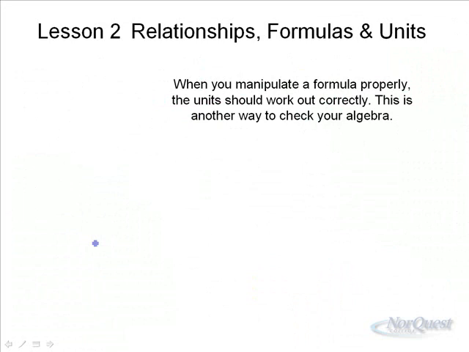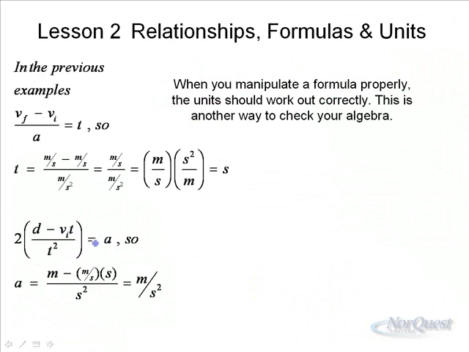And the last step is, of course, once you've manipulated a formula, it's a good idea to check whether or not you get the right units. So in the first example that we did, (v_f minus v_i) over a is equal to t. Notice that as I work through the units here, the units of time are seconds. So we know we need to end up with seconds, or perhaps hours or minutes or whatever, but in this particular case it's going to be seconds.